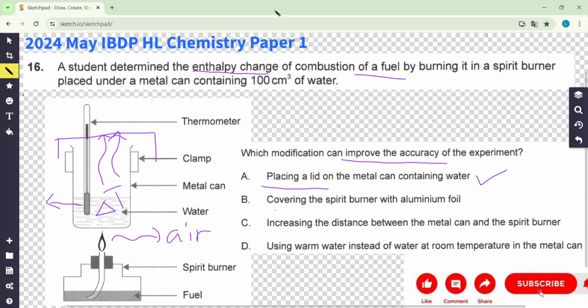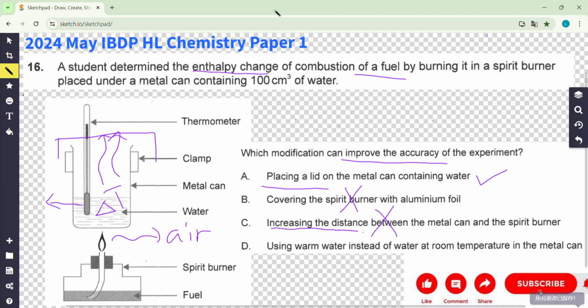Okay, so look at here, covering the spirit burner with aluminum foil. Put something here. No use, right? The heat is here. It's not hot there. You don't need to cover it. Increasing the distance, make it far away, so the fire will heat the air, right? Instead of the water. Of course, this should decrease the distance, right?